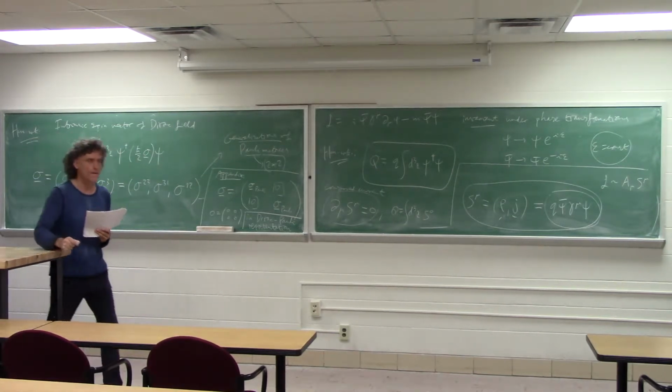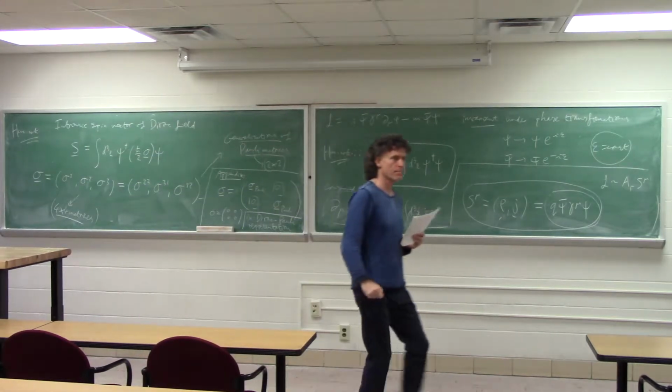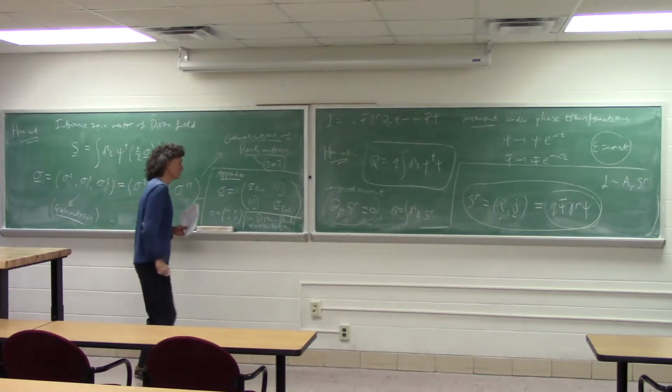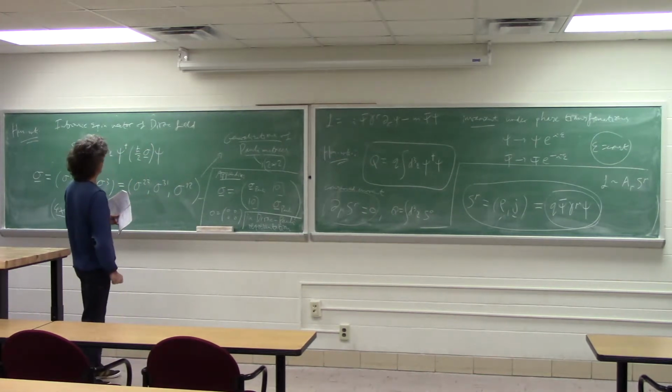Is your sigma always block diagonal, or is it just in this? No, is it always block diagonal? Is it only in this Dirac representation?